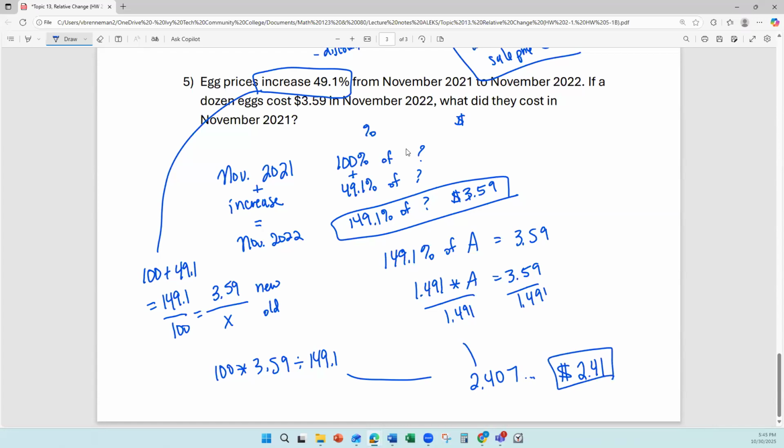Again, if it's a percent increase and you're doing subtraction anywhere in the process, that is incorrect work. It's not going to get you the right answer. If you're calculating 49.1% of 3.59, of that new amount, that is not going to get you the correct answer. So that's relative change or percent change word problems.